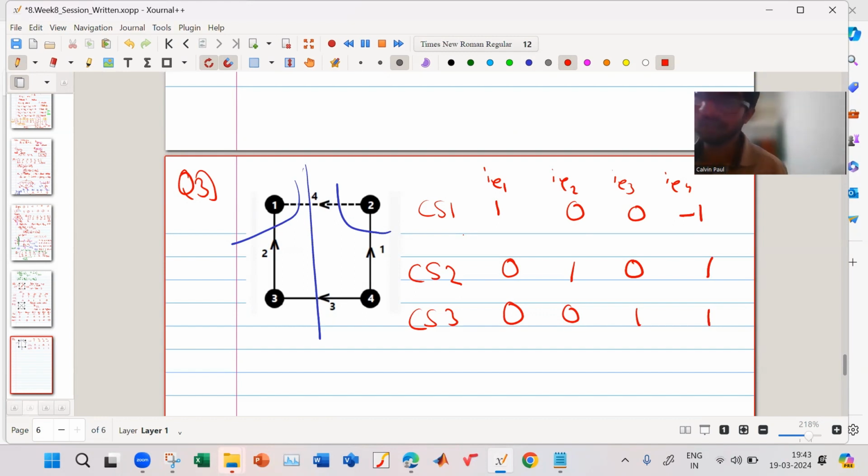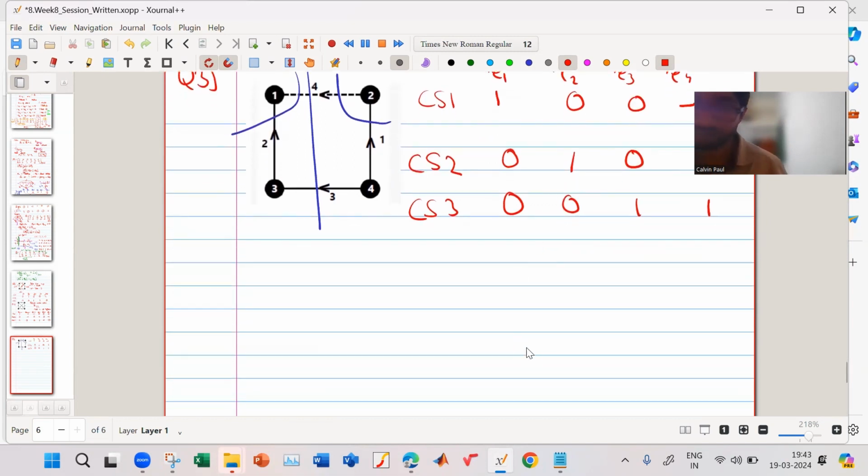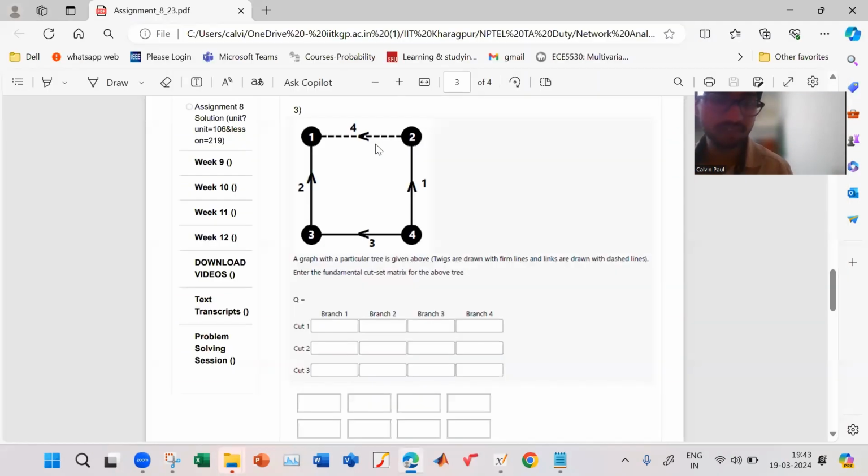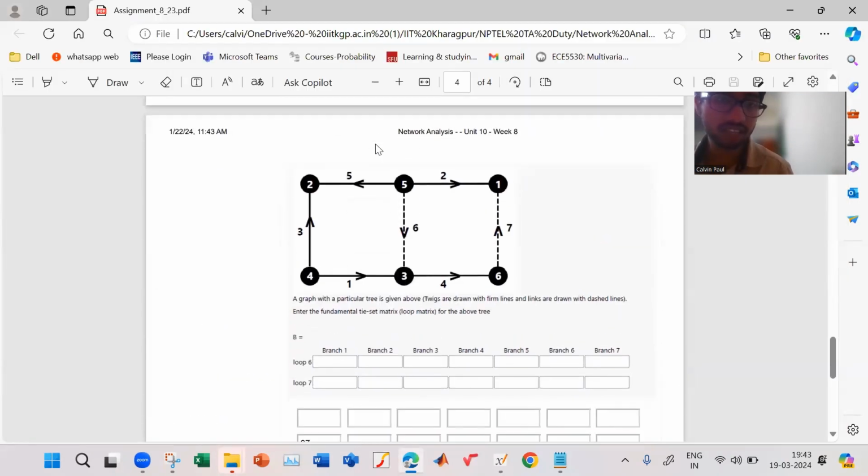So this is how you get it. These are very simple, right? You guys are very able to do it fast. Okay, so now let's go to the last question, I think. Yeah, this is the last question.